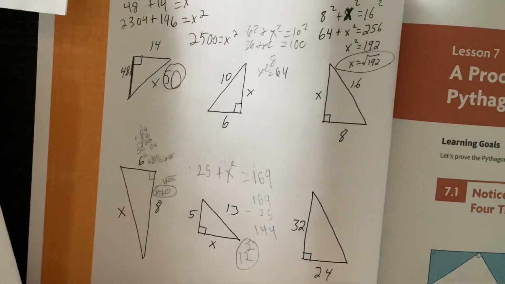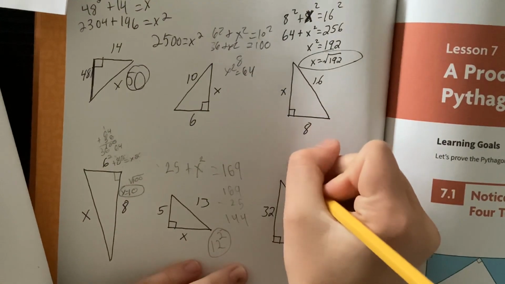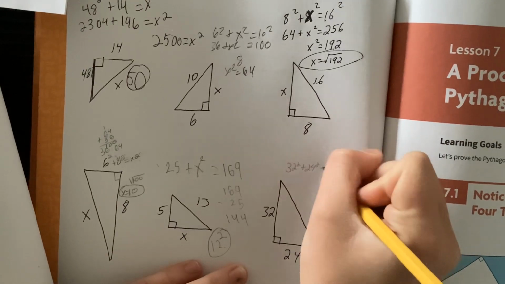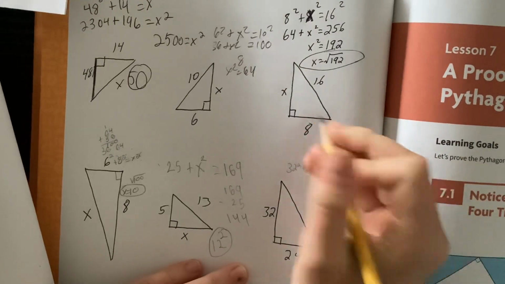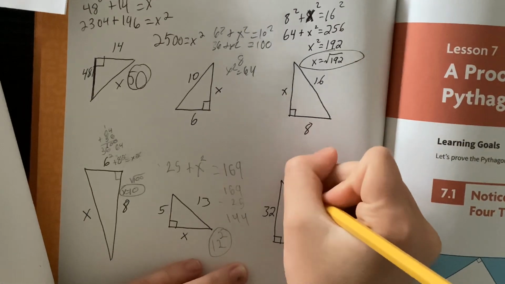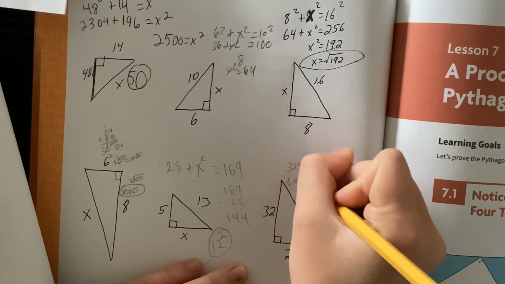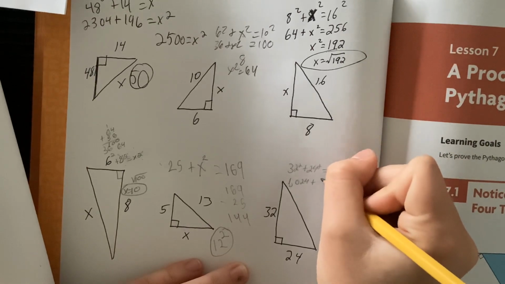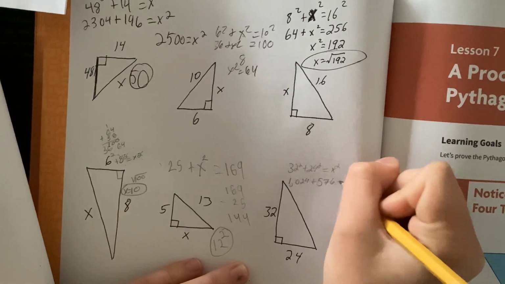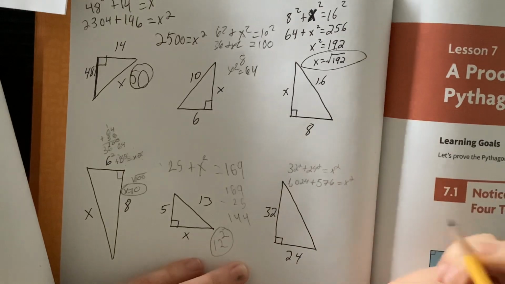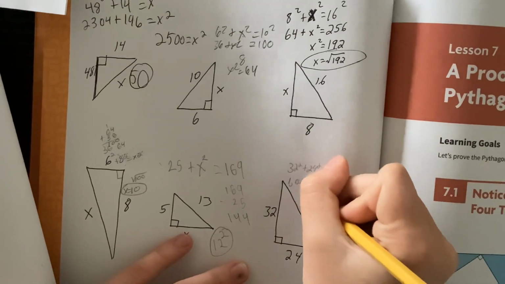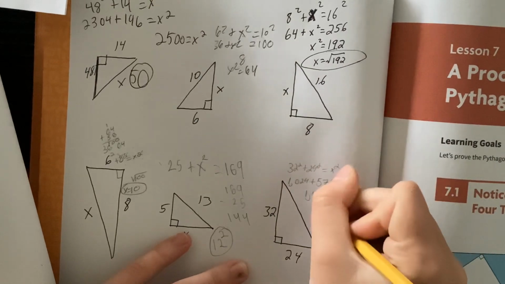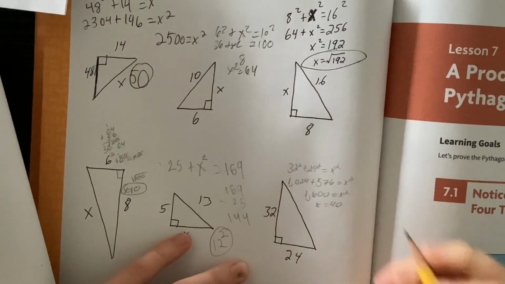Okay. Alright. So 32 squared plus 24 squared equals x squared. 32 times 32 is 1024 plus 24 squared is 576 equals x squared. Then those added together are 1600 equals x squared, and then x equals 40. Perfect.